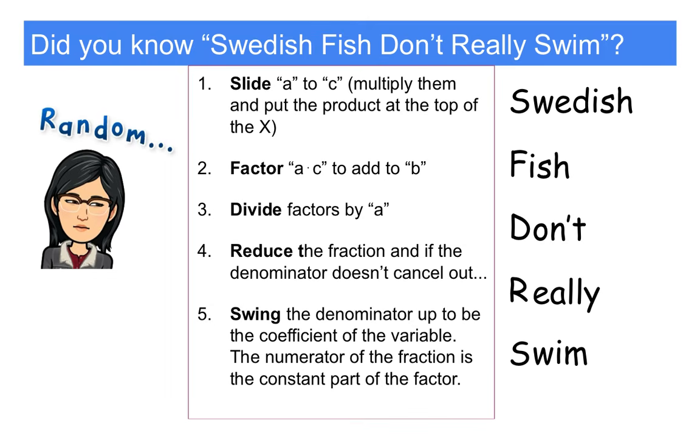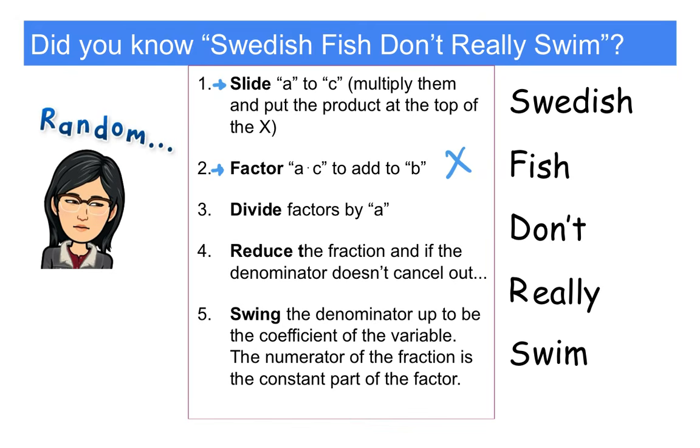Okay, so the slide and divide method uses a crazy acronym. It's SFDRS, and it stands for something silly called Swedish fish don't really swim. Each letter stands for some action that you're going to do. So the S is for slide, so we're going to slide A to C, which means we multiply them together. That is this step 1 right here. And then we are going to factor A and C so that it adds to B. You're recognizing this as what we were doing with our X factor when we were working that out.